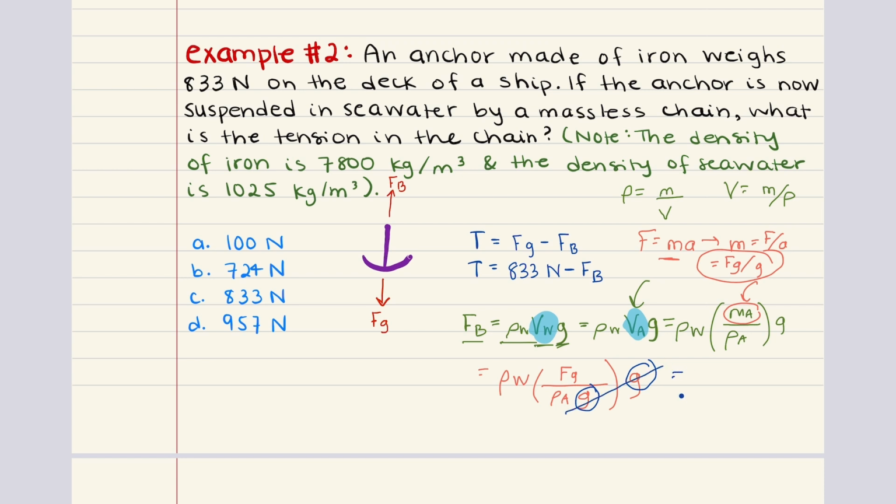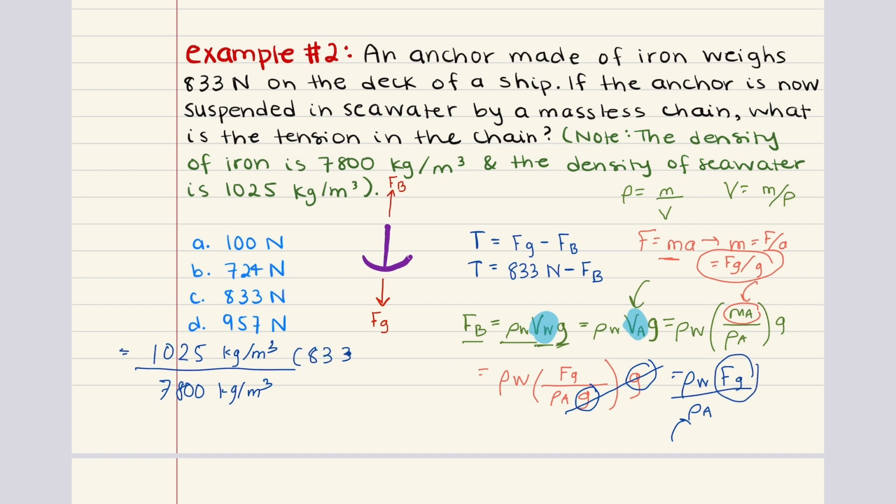And we're left with the density of seawater multiplied by the gravitational force divided by the density of the anchor. We actually know all three of these variables, so we can start to plug values in. The density of seawater is 1,025 kilograms per cubic meter. The density of our anchor is 7,800 kilograms per cubic meter. And our gravitational force is 833 newtons.